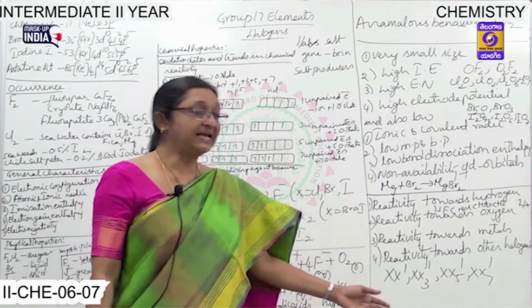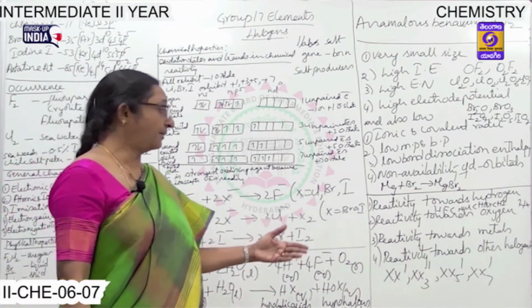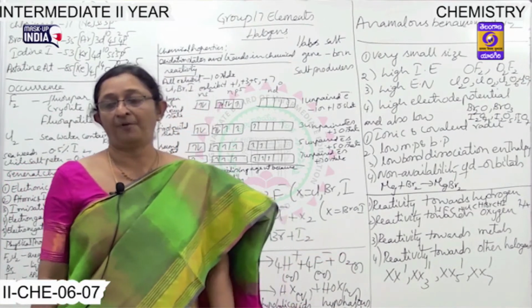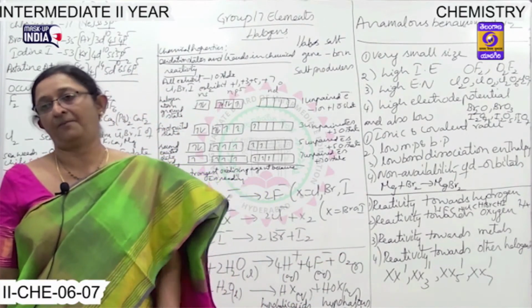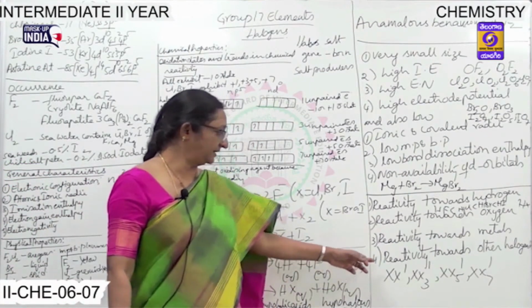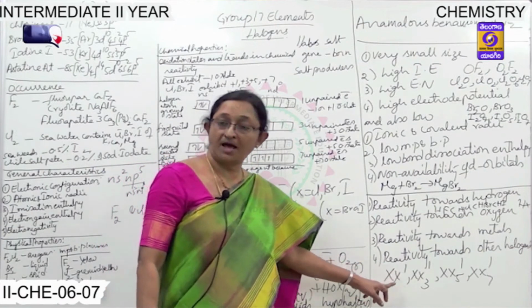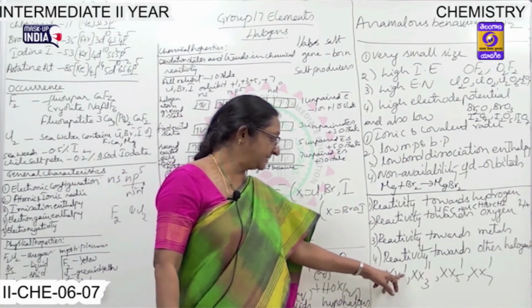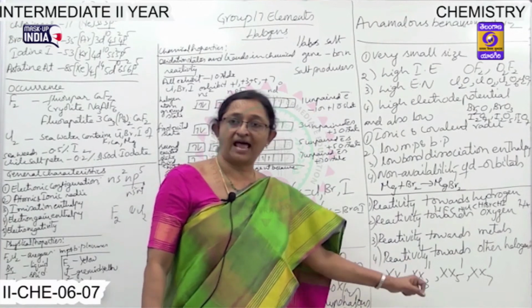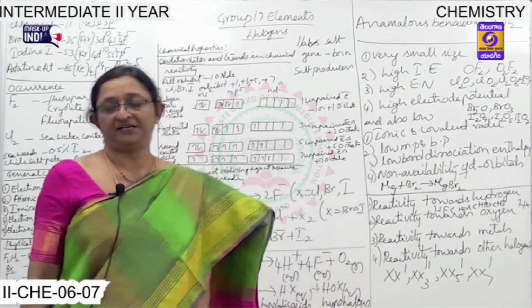Then these halogens have a different kind of nature. They react among themselves and they form interhalogen compounds. For example, you can take the form of the type XX', where X stands for the larger halogen atom, X' stands for the smaller halogen atom. So anyhow, we are going to study about them in detail.